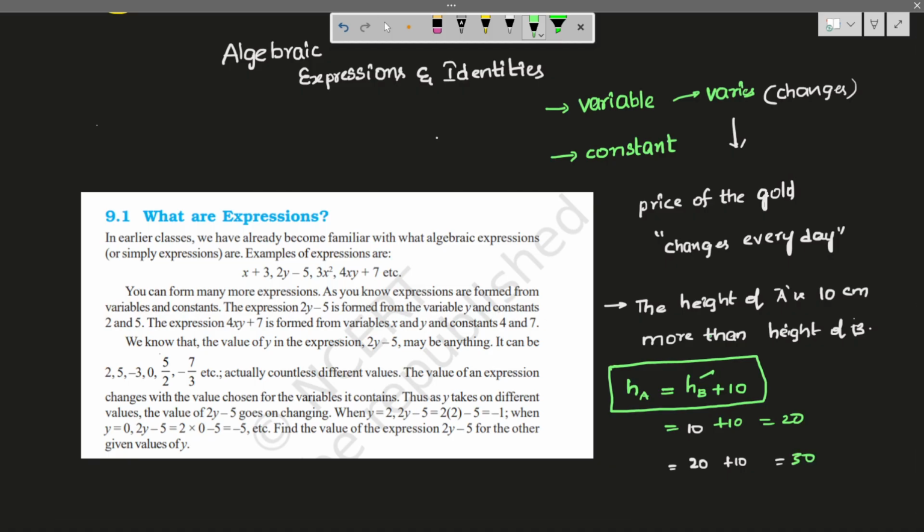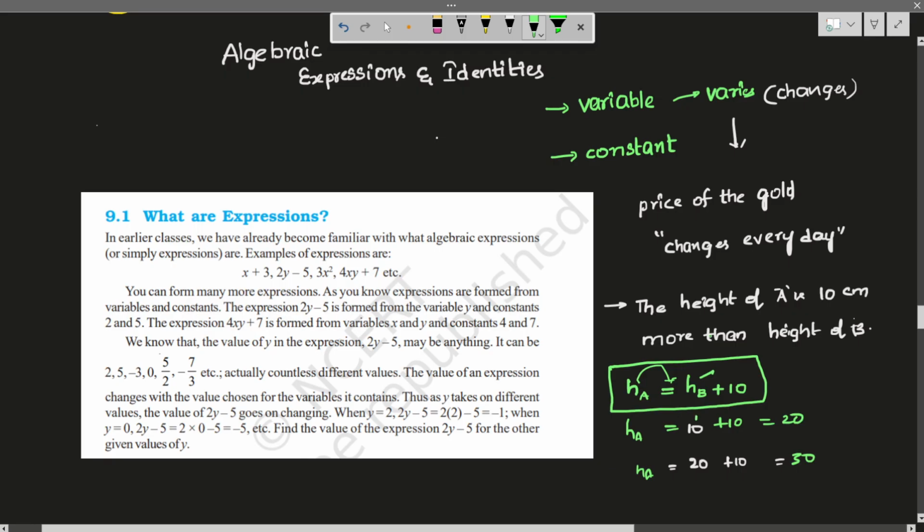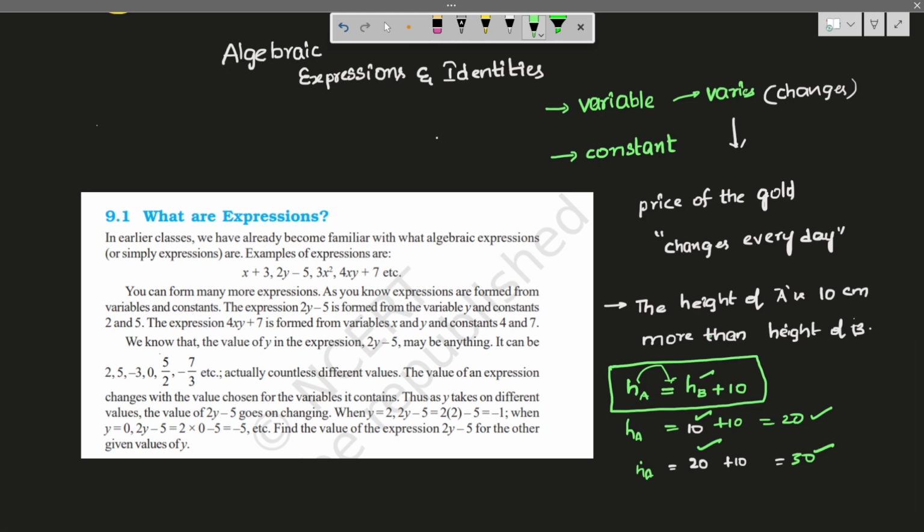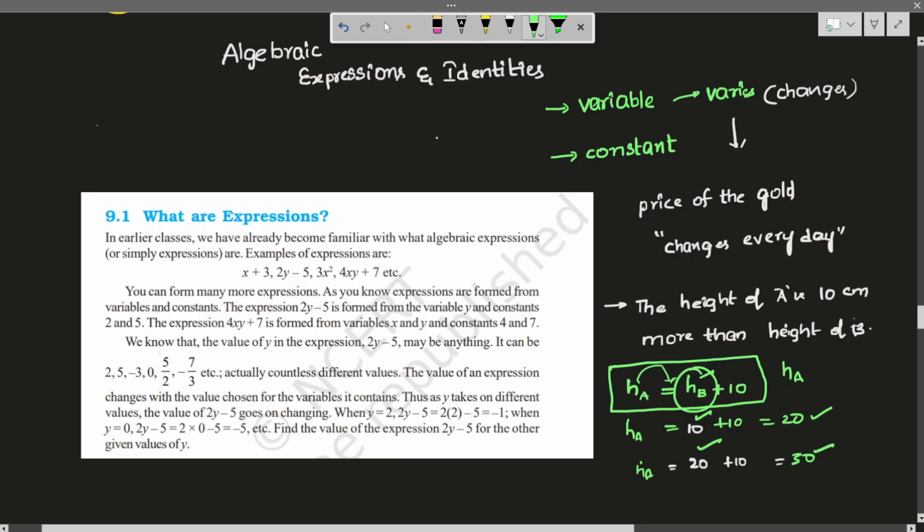That means height of A is not fixed here. Height of A depends upon height of B, and if height of B changes, height of A changes. So this type of equation can be considered as an expression involving variables. If we don't know the value of height of B, we can take it as some x. Then height of A will be x plus 10.